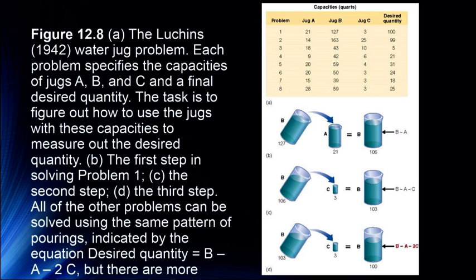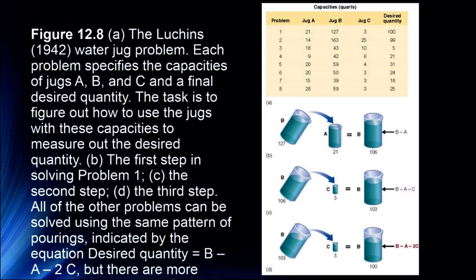So we need 100 units. And we start with these three jug sizes. So jug B, we have 127 units. We pour out one A, which gets us to 106. We pour out C, and pour out C again, we end up with 100. So it's B minus A minus 2C.